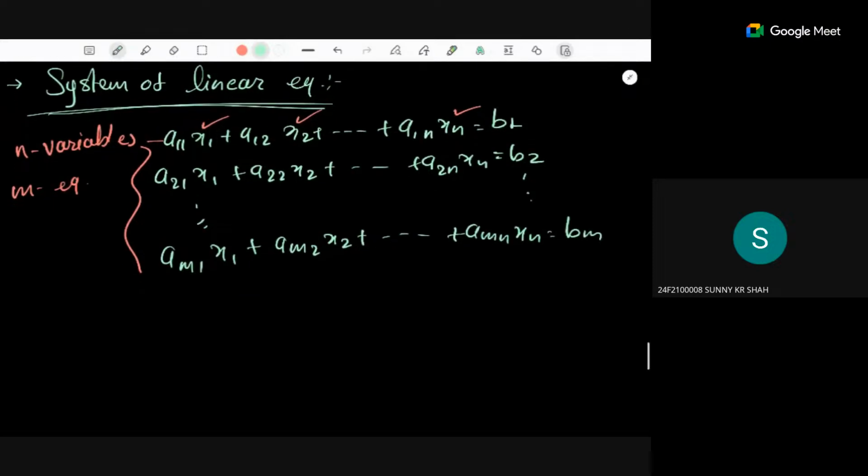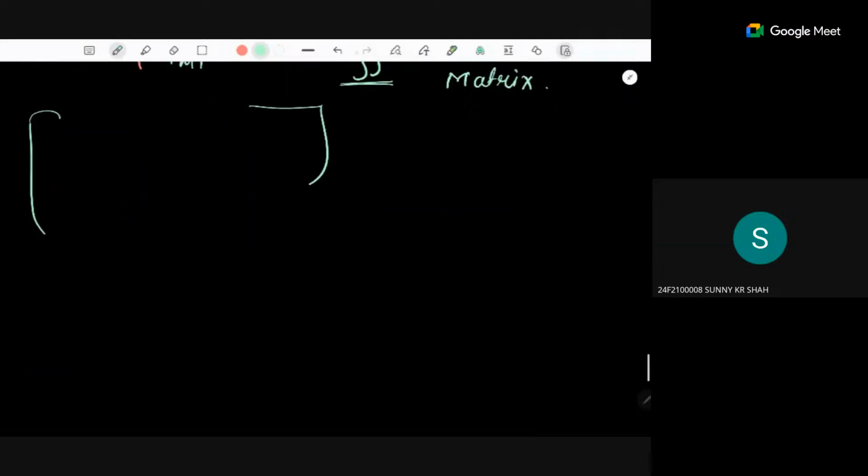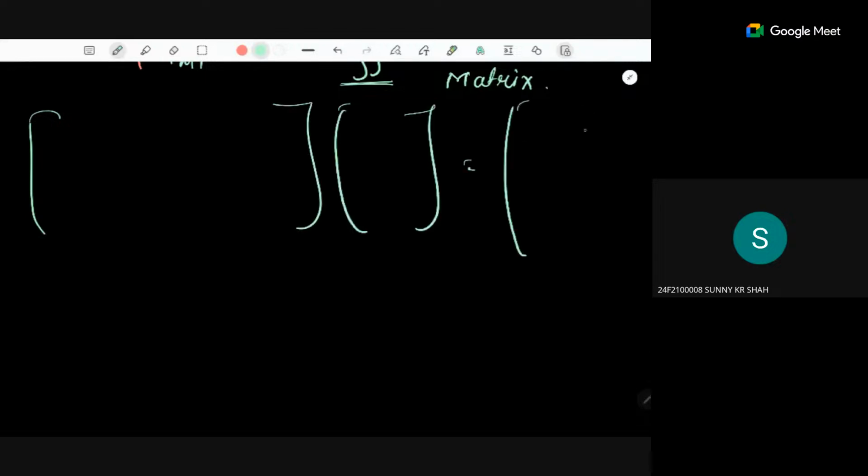Now, if we have such a type of system of equations with n variables and m equations, then what we can do is convert this system of equations into matrix representation. In matrix representation, we have three matrices here: 1, 2, and 3. So here we have the form Ax equals B. Okay, so what is A? A is your coefficient matrix.